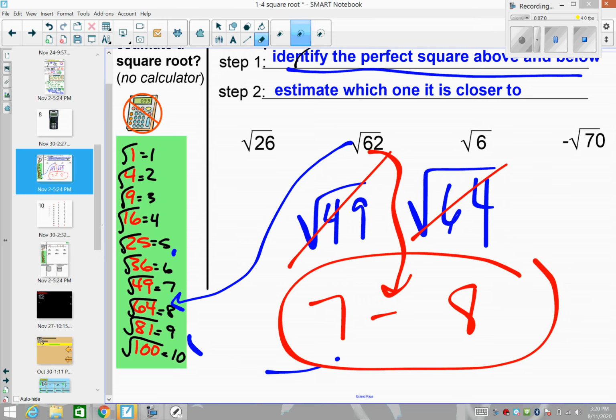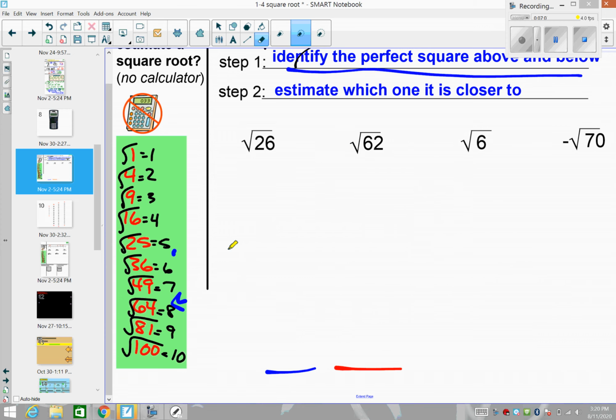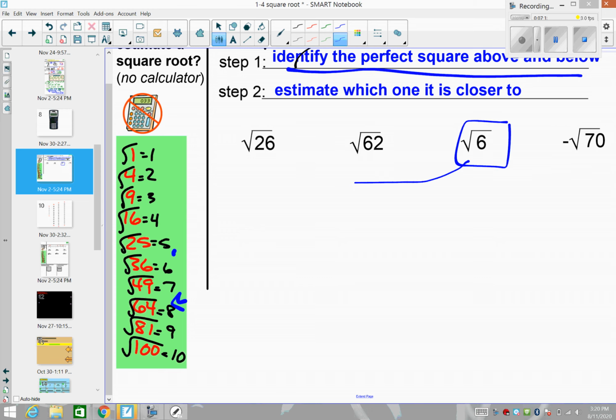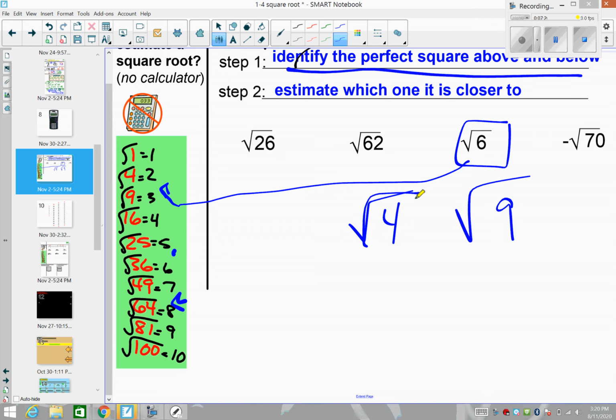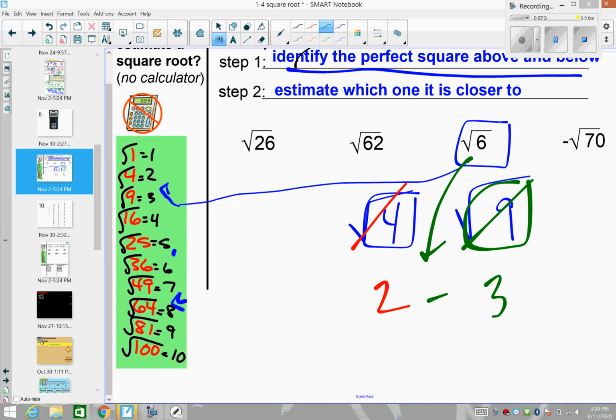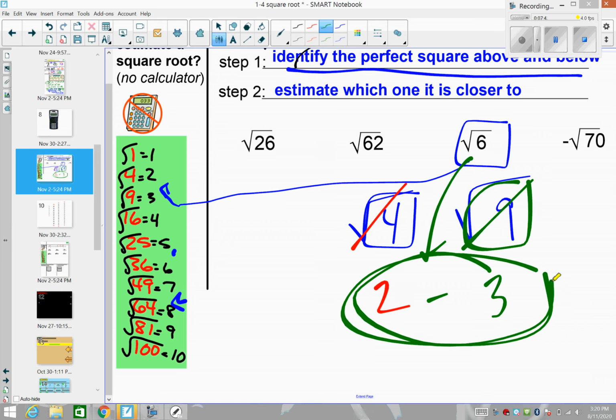All right, let's try that same process again, estimating square roots. How do we do it when it's not a perfect square? So 6 is not a perfect square. 6 lives right between the square root of 4 and the square root of 9. And the square root of 4 is a square that has a side of 2. The square root of 9 is a square that has a side of 3. So the square root of 6 lives somewhere between 2 and 3. My answer would be somewhere between 2 and 3.